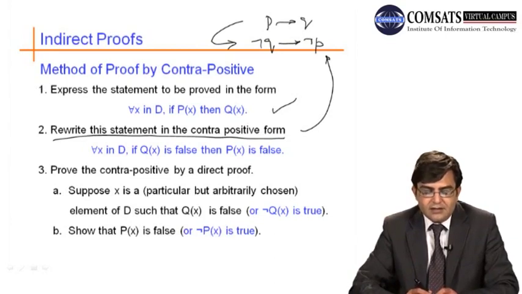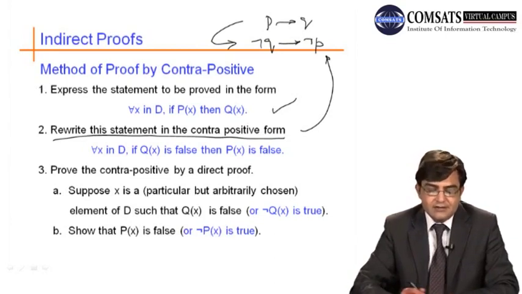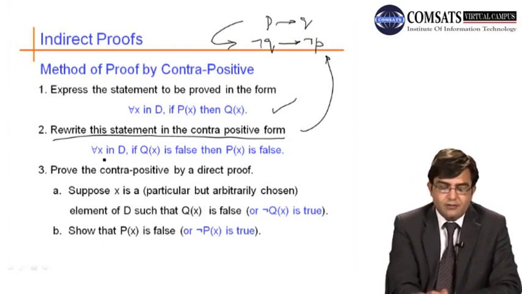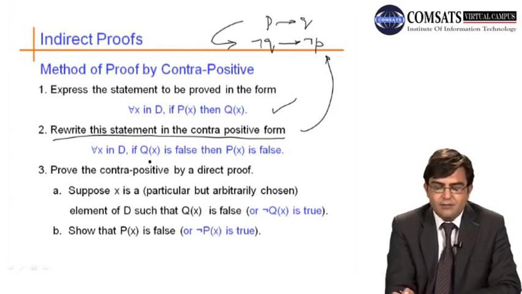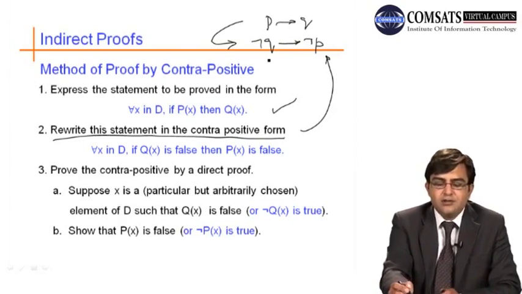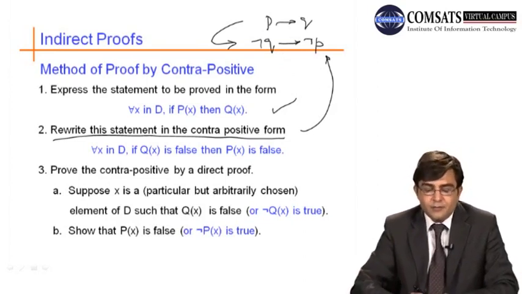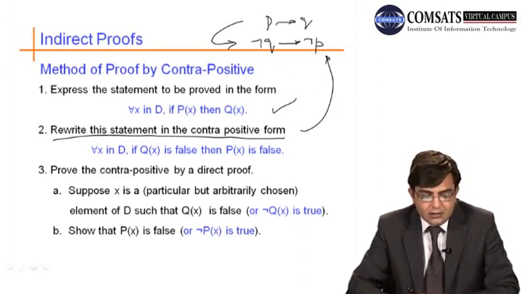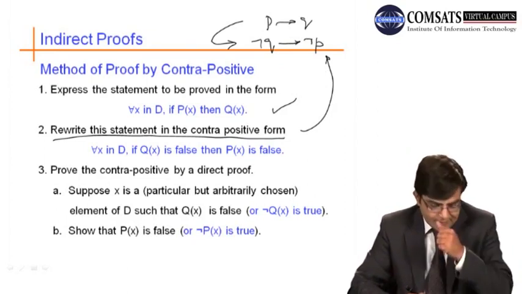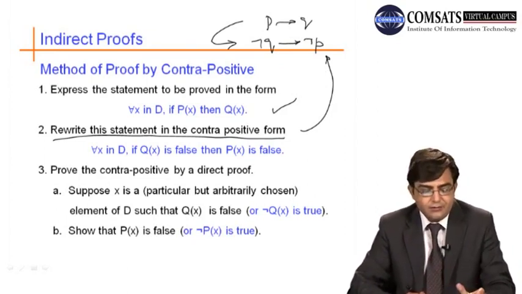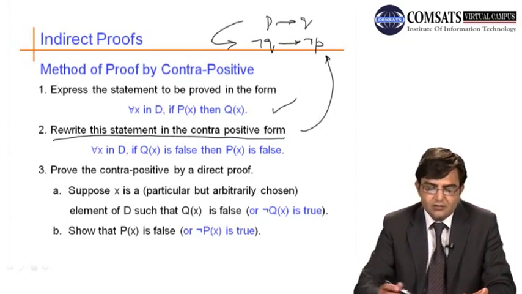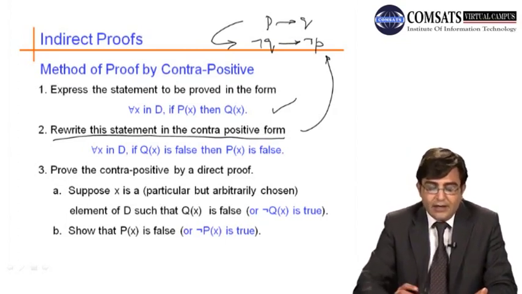We have written the universal conditional statement in the contrapositive form, that is, for all x in D, if q of x is false, then p of x is false. This is what we have written here. Q of x is false, or not q is true, implies not p is true. This is the same. Then after rewriting this statement in contrapositive form, we prove this contrapositive statement by the direct method of proof.